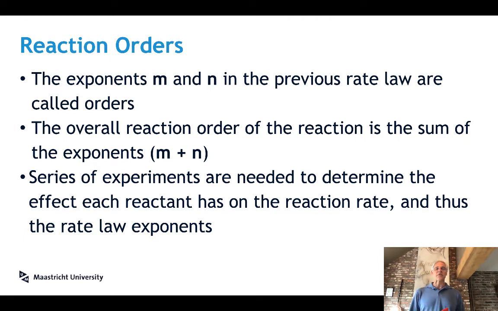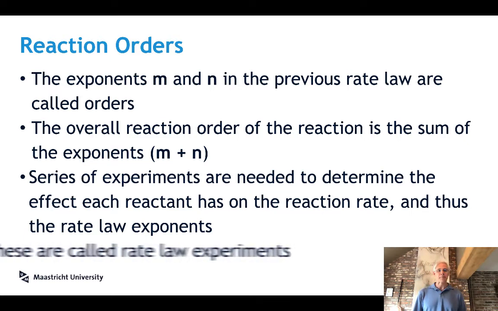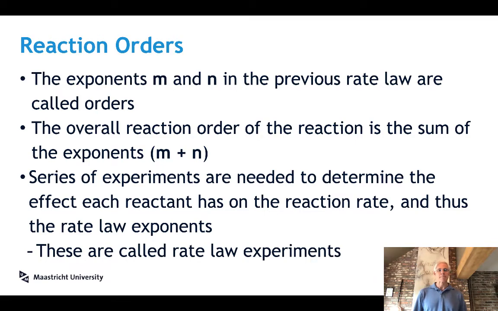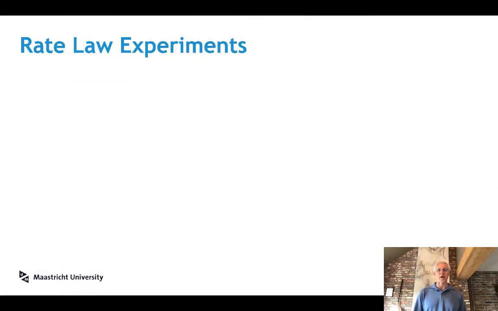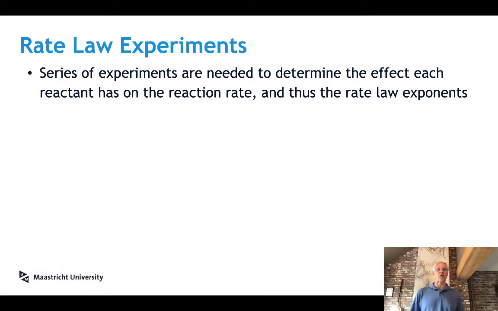So how do we find those values of m and n if they're not related to the coefficients of a balanced reaction? Well, we need to do some experimentation. We need to do things that are called rate law experiments, and we'll talk about those. Got a little bit ahead of myself there on the bullet. So let's look at rate law experiments.